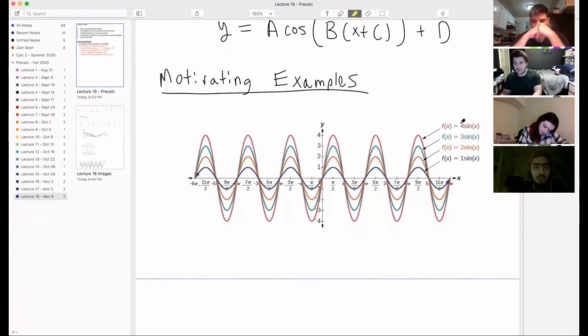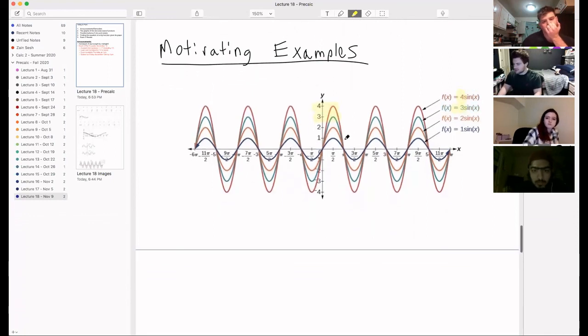When the coefficient is 4, look at the highest value that the graph gets to, it is 4. When the graph is 3, the highest value the graph gets to is 3, and so on. So this coefficient tells you the highest point that you're going to hit. All right, so that's nice.